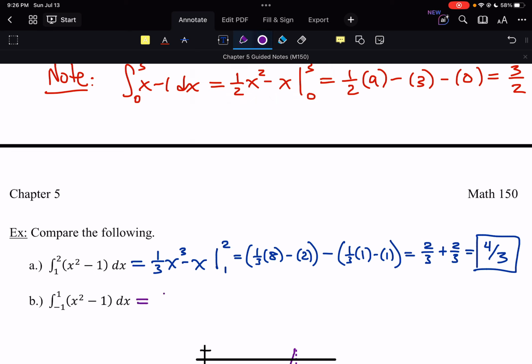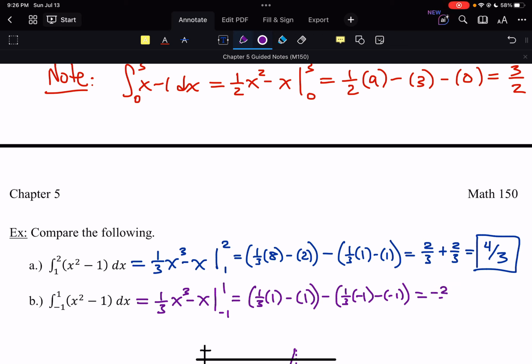Now if we evaluate part B, the antiderivative is the same, but now we're evaluating between different bounds. So we're going to have 1/3 times 1 minus 1, minus the negative 1 case. So 1/3 times negative 1 minus negative 1. So that's 1/3 minus 1, so negative 2/3, minus negative 1/3 plus 1, so positive 2/3, but then it's minus that. So we get negative 4/3.